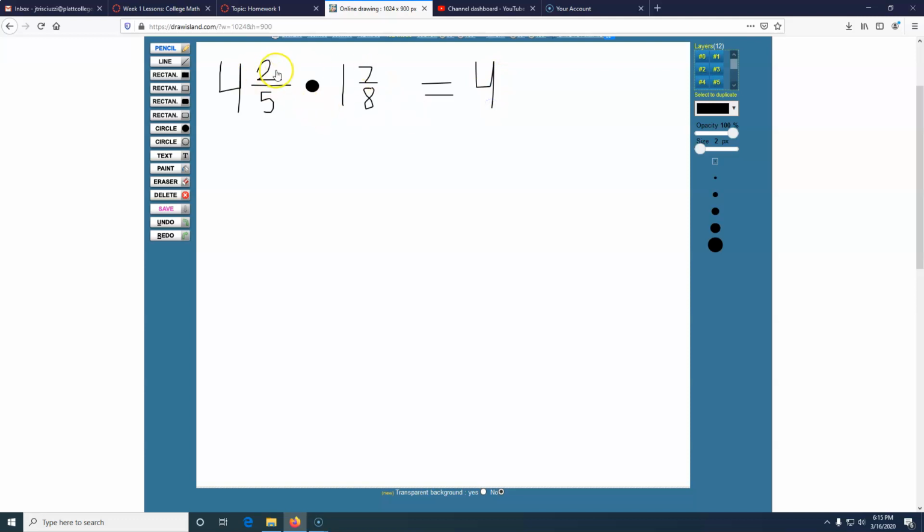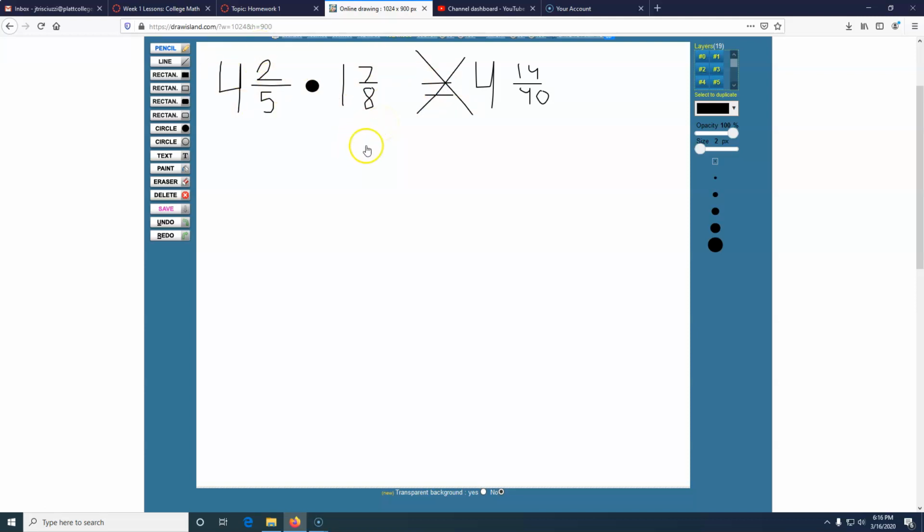And then I can multiply these across. 2 times 7 is 14. 5 times 8 is 40. And they say, okay, yeah, I got to simplify that, but this is going to be my answer here. And that turns out to be completely incorrect. Do not do that. Okay, you cannot do this when you have mixed numbers.